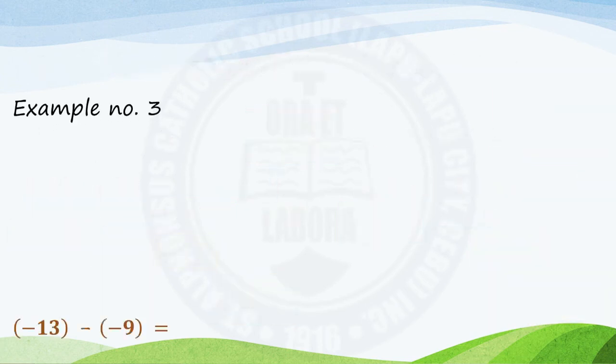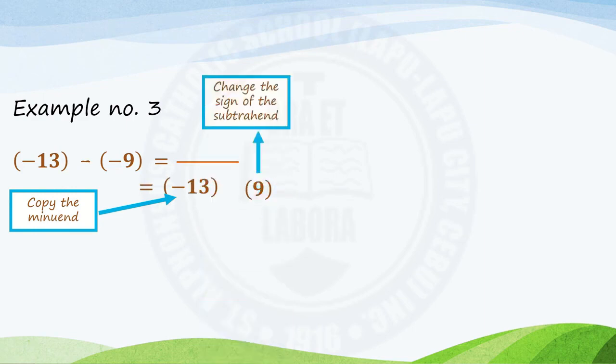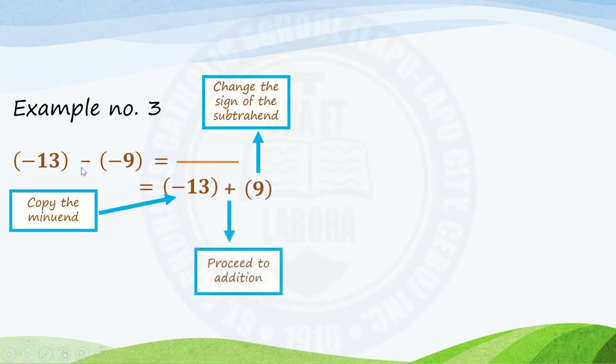Example number 3. Negative 13 minus negative 9. Still, you will use the rules in subtracting integers. First rule, copy the minuend, negative 13. Second rule, change the sign of the subtrahend. From negative 9, change to positive 9. The third rule, proceed to addition.